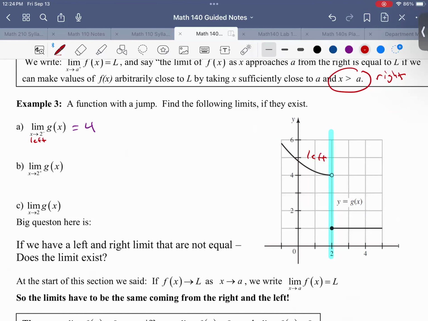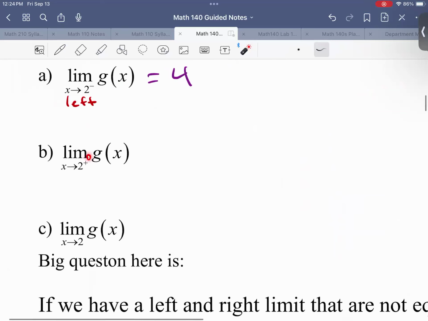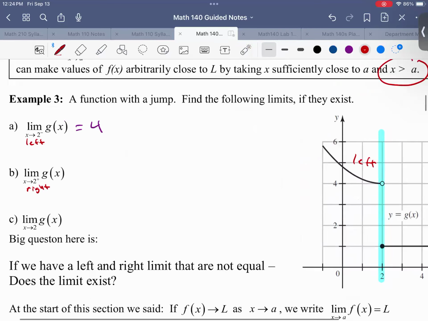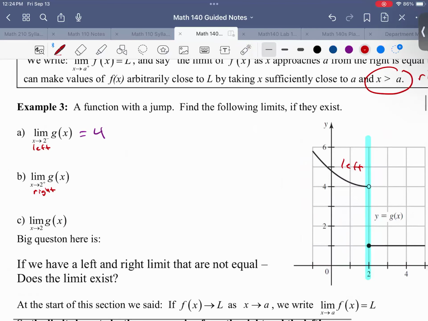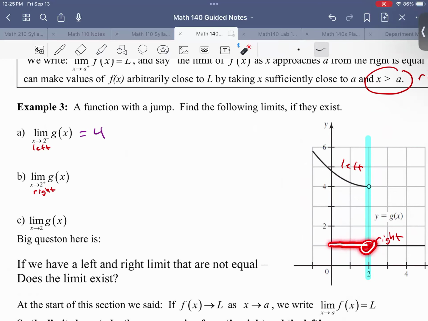Likewise, let's check out the next one. This one, we're approaching 2, has a plus sign. That means from the right. So we're approaching 2 from the right. I'm coming this way from the right. And what does that equal? Well, that's a different value. That looks like it's 1. So the function is going to 1 as x goes to 2 from the right side.